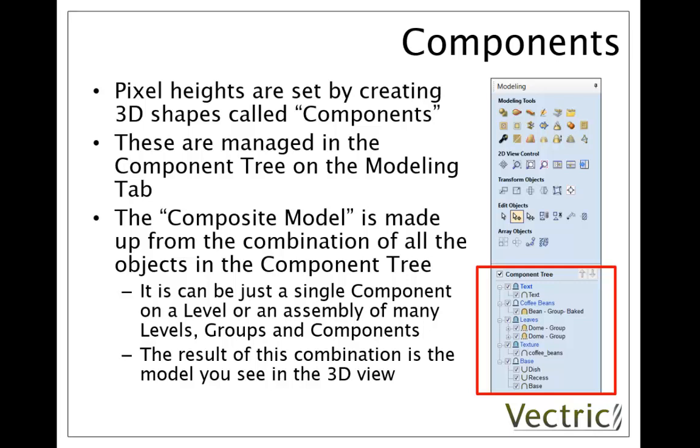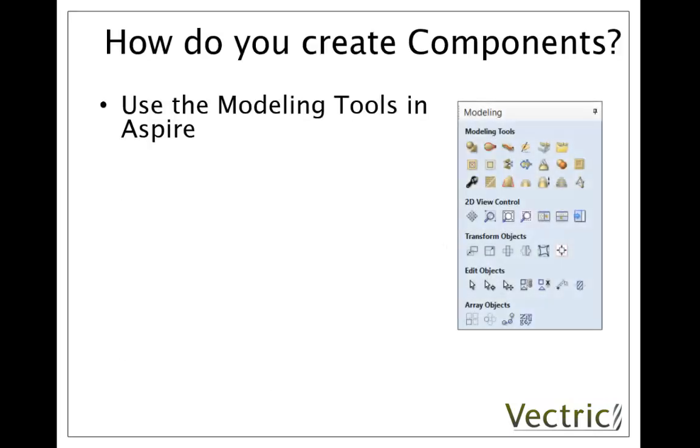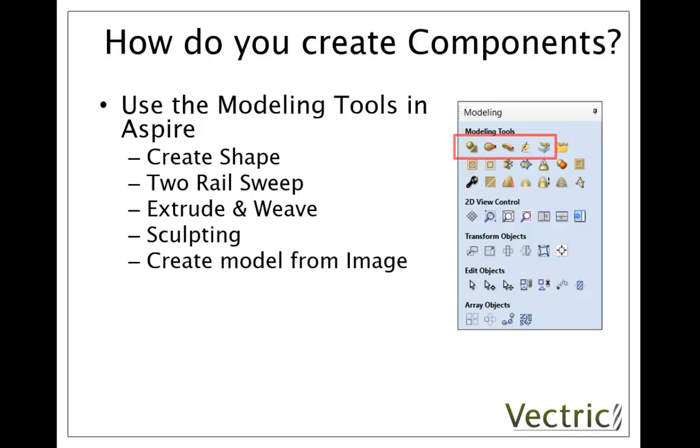So how do we generate these components? Basically, there are a couple of different ways to do this. We can use the modeling tools in Aspire, so we can take a vector, for instance, and use something like the Create Shape tool to build that into a dome, or we might use things like the 2-rail sweep or the extrude and weave in order to create a swept shape. We also have the ability to do sculpting, so we can interactively work with the 3D object as if it was a sort of virtual piece of clay.